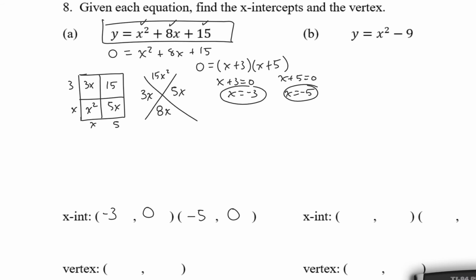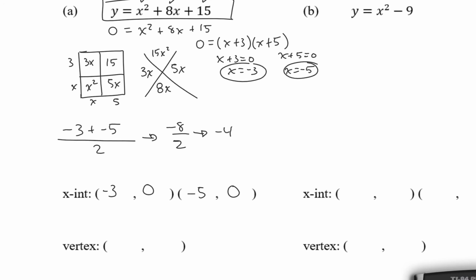So now let's see if we can figure out what our vertex is. The vertex is the midpoint between those two. If I add the negative 3 and the negative 5, I get negative 8, and if I take half of negative 8, I have a value of negative 4. So I know that the x value for my vertex is going to be negative 4.